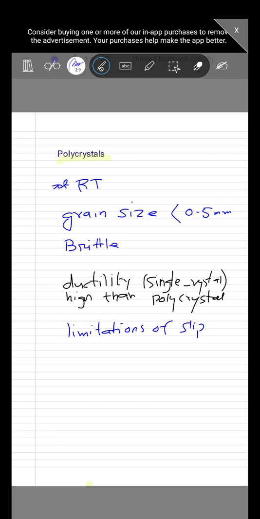Now, according to von Mises, in order to produce an arbitrary change in shape in a crystalline material, five independent slip systems must operate.